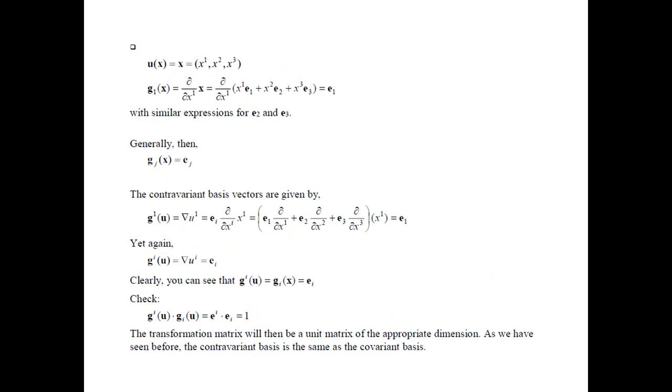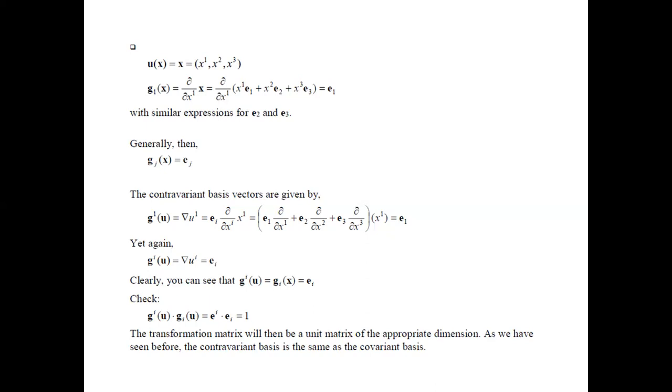The contravariant basis vectors are given by g super i of u, which is grad u^i, which is e1 ∂x1/∂u^i plus e2 ∂x2/∂u^i plus e3 ∂x3/∂u^i, which is just e_i. Yet again, you see that g super i of u is grad of u^i, which is just e_i. You will then see again that g super i of u is g sub i of x, which is just e_i.